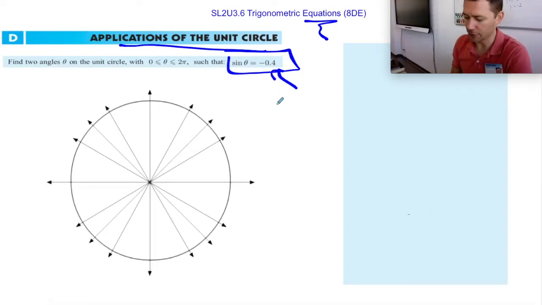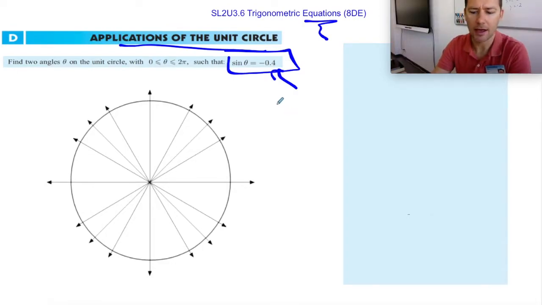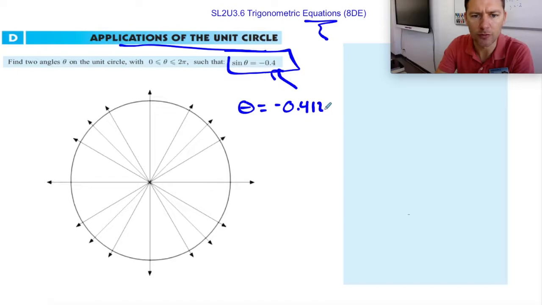So if you crush it through your calculator, take the inverse sine of negative 0.4, I got that theta should be negative 0.412, something like that. And that's fine, except our angle can't be negative. It's got to be between 0 and 2 pi. So negative 0.4 would be down here someplace, right? Like it would be this angle.